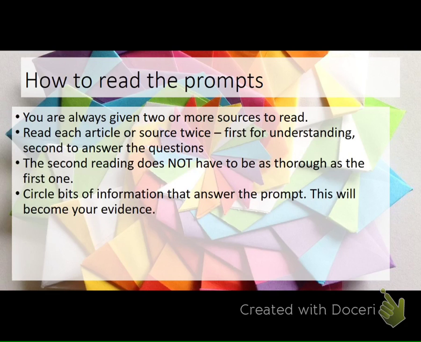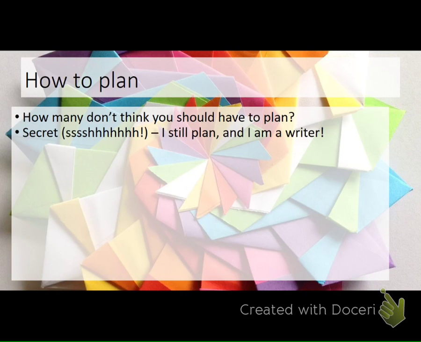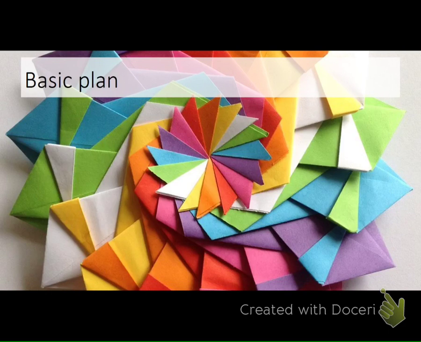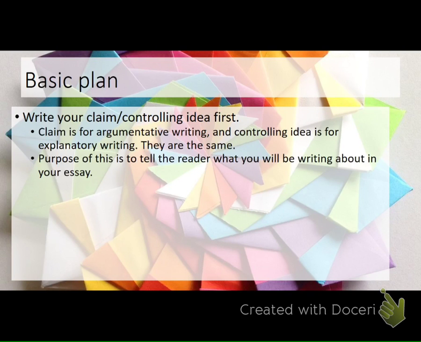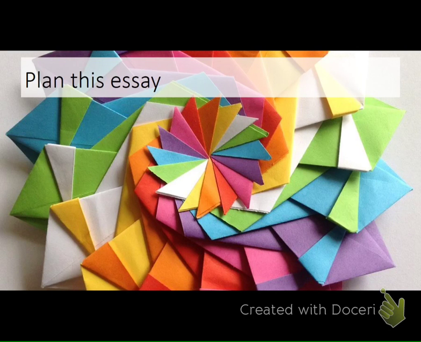Well, you're always given two or more sources to read. Read each source twice, first for understanding, second to answer the questions. Kind of skim through it the second time through. Okay? When it comes to planning, make sure you actually do plan, even if it's a basic one. Okay, your basic plan is write your claim or controlling idea first, then you write your points or your reasons why, or what you're going to be explaining about. Okay? That's a basic plan. You tie some evidence into it from the passages and you're good to go. It doesn't have to be this long drawn out thing.